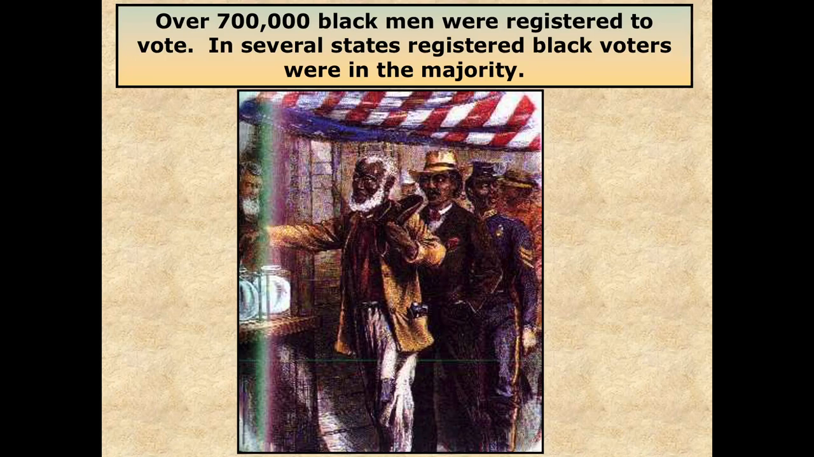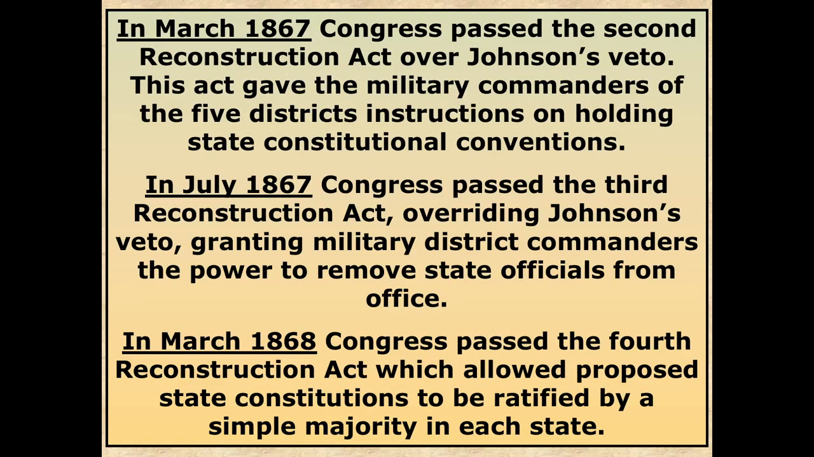And so Congress is going to pass another Reconstruction bill in July of 1867, again overriding President Johnson's veto, granting the military district commanders the power to remove state officials from office. Remember those ex-Confederates. So in March of 1868, there's a fourth Reconstruction Act that's going to propose that the state constitutions be ratified by a simple majority in the states, and they've got to include the amendments, right? The 13th, 14th, and 15th.